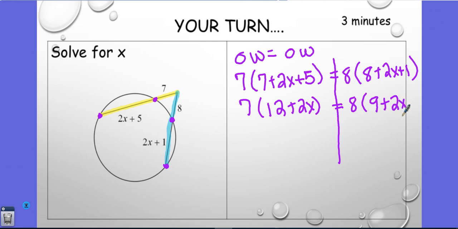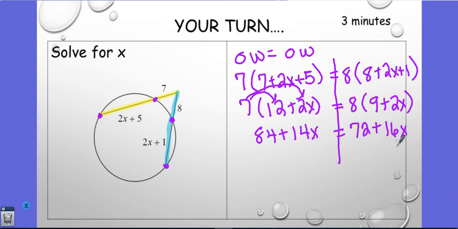9 plus 2x. Okay, so here I need to use the distributive property. So I get 84 plus 14x. You can use your calculator to double check your math. 72 plus 16x.